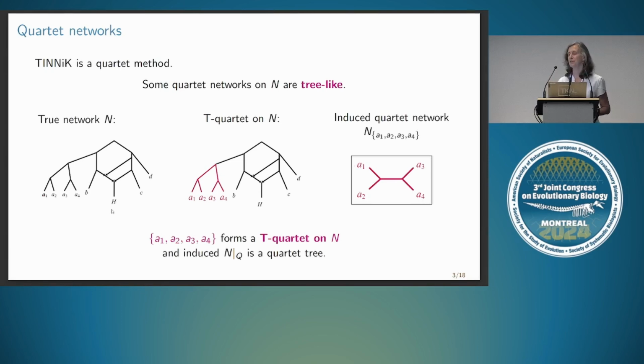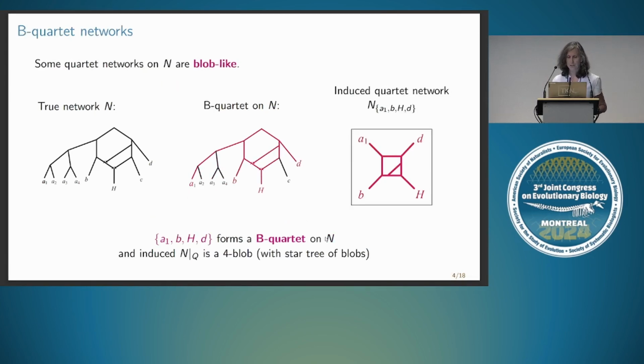All right, so how do we do this? So I'm back in the model world here where I have a true network over here on the left. And what I'm going to do is classify quartets on the true model network in terms of their topology or their graph-like structure. So if I just focus on A1, A2, A3, A4 over here, and I look at the induced graph on my model network N, it looks like a tree over there, a quartet tree. Okay, and we're going to call that a T quartet, T for tree, a tree quartet on N. And the induced graph is a quartet tree.